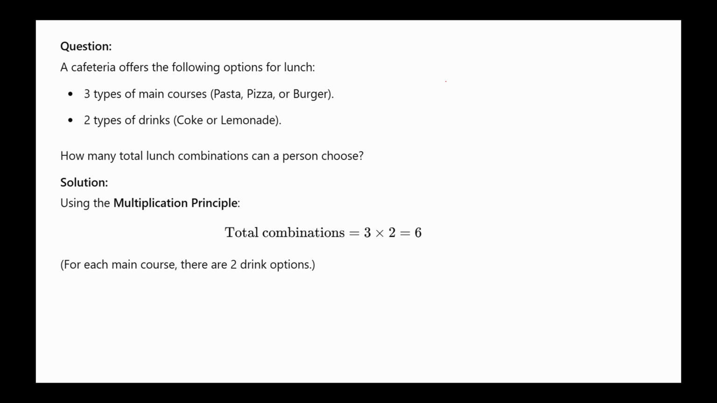That means either I can choose pasta and coke, or I can choose pasta and lemonade, or I can choose pizza and coke, or I can choose pizza and lemonade. So similarly, this would carry on for burger as well.